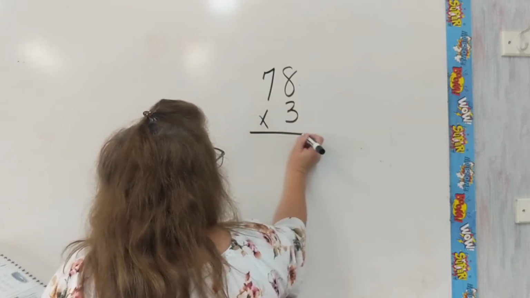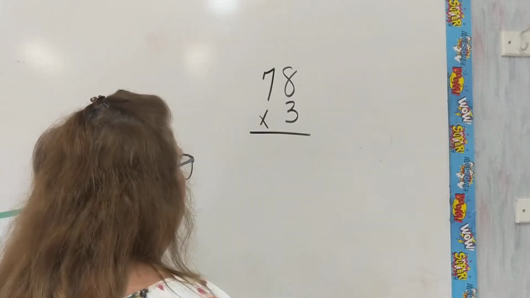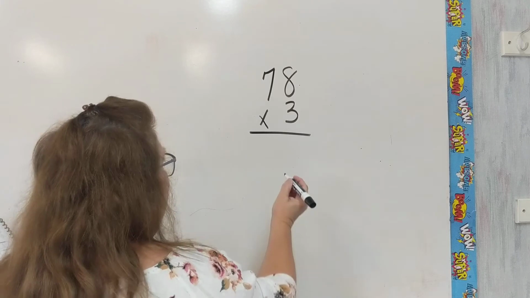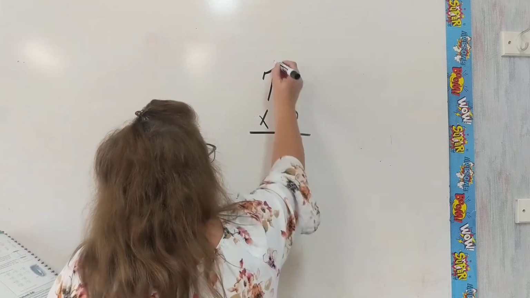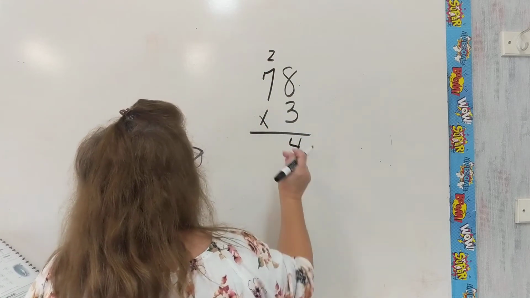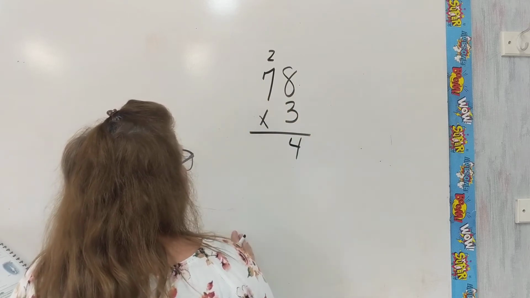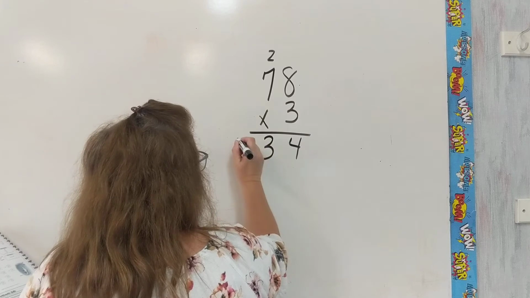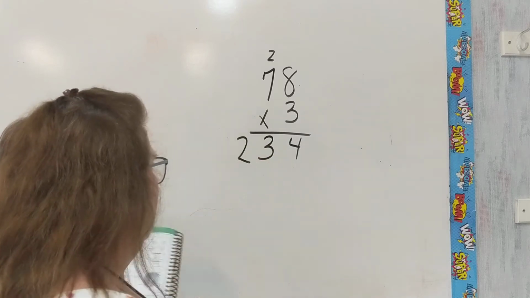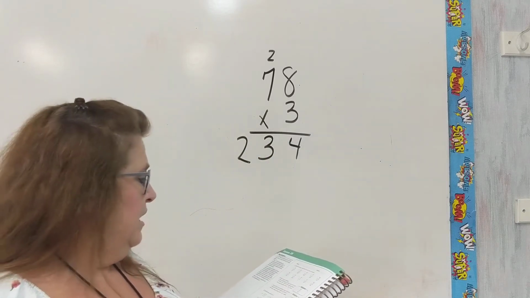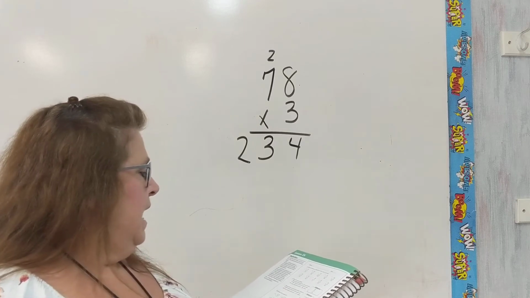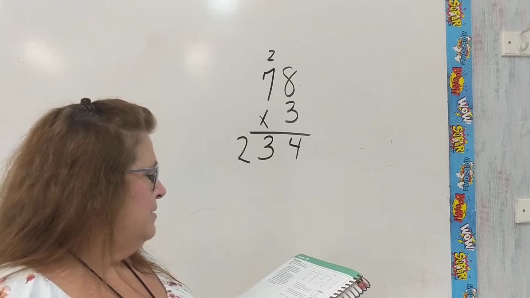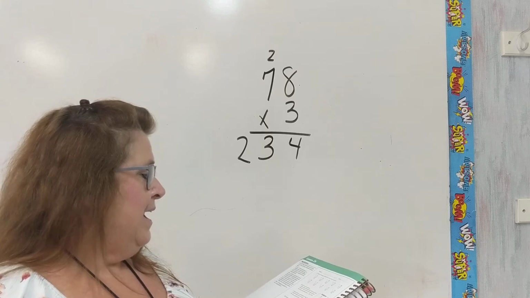All right, so we will multiply 8 times 3 equals 24. Very good. Put your 4 down. You're going to have to carry your 2 above the tens place. 7 times 3 is 21, plus your 2 you carried is 23. So our product is 234.